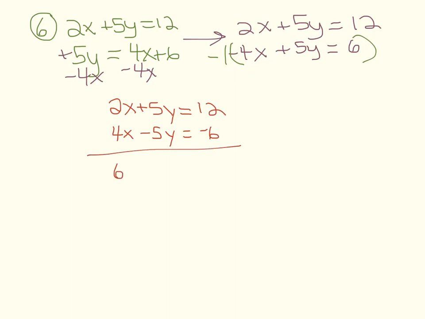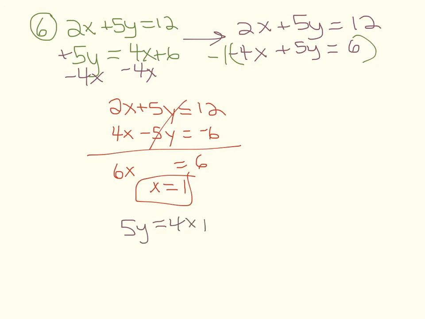Then I end up getting 6x. 5y minus 5y is going to cancel. I get equals 6. That gives me x equals 1. So now, you are free to choose any of the equations that we've written out in order to substitute the 1 back in. I personally like the second one before I changed anything, so I'm going to use that one.